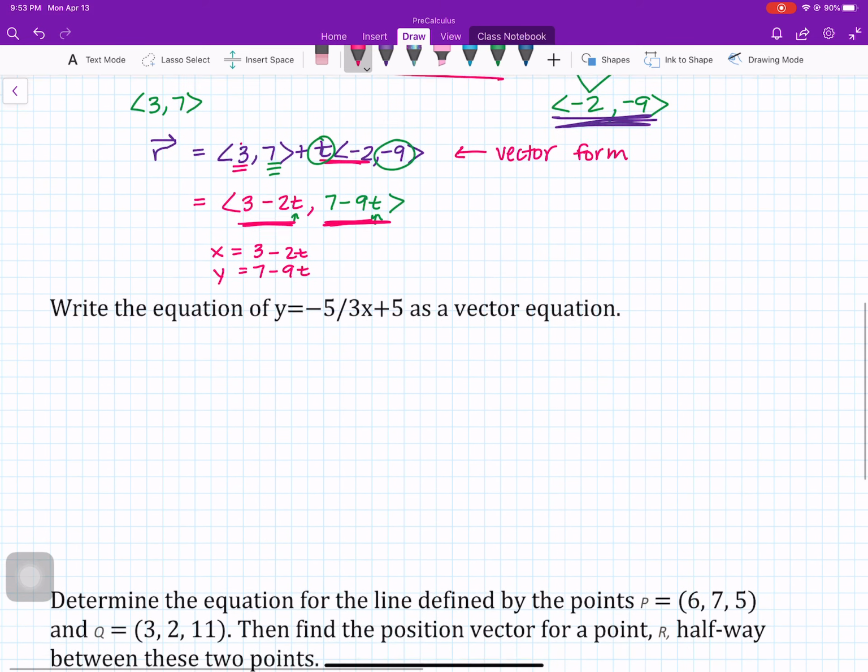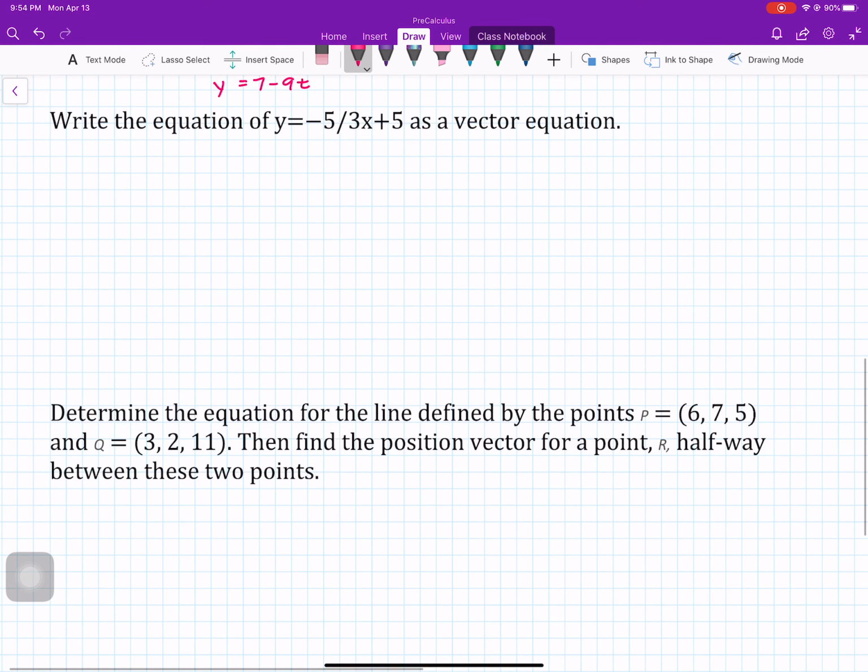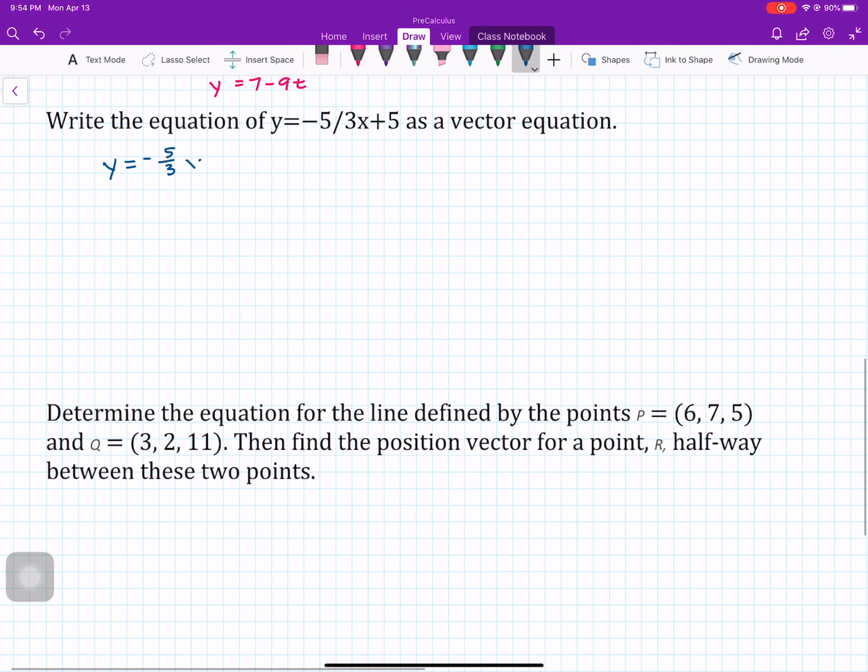Let's do another one, thinking about it in a different way. Write the equation y equals -3/5 x plus 5 as a vector equation. And again, there are going to be multiple correct answers to this. The easiest way to do it is just to pick 2 points on the line. So I need to find 2 points on this line. One point that's really easy to find would be the y-intercept, because you can just plug in 0. So 1 point is the point (0, 5).